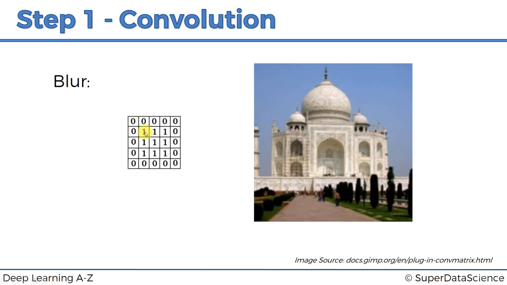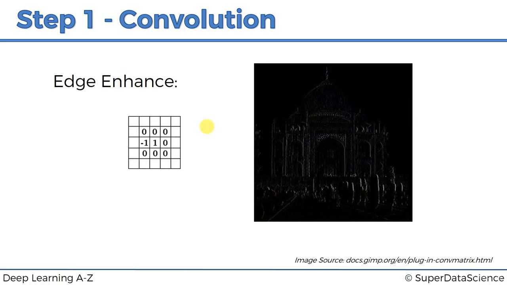Then blur. So basically, it gives equal significance to all of the pixels around the one in the center, and therefore it combines them together and you get a blur. Edge enhance. So here you can see that -1 and 1, and then you get zeros, right? So you remove the pixels around the main one in the middle, and you only keep this one at a -1, and it gives you an edge enhance.